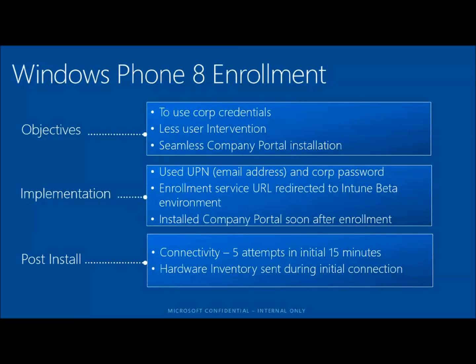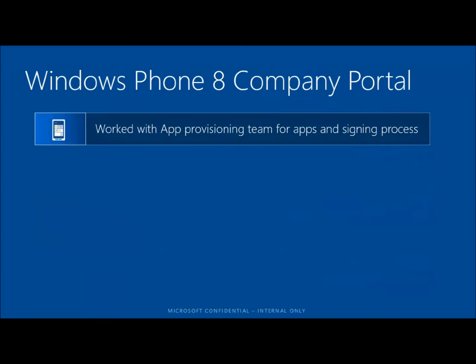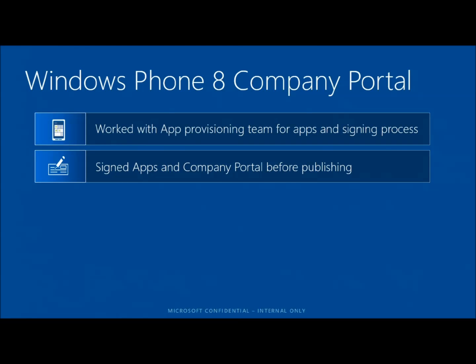Okay. So let's see what we did for Windows Phone 8 company portal specifically. Before we kick-started the project, we worked with the Windows 8 app team extensively. We had a series of conversations to find out what all the apps they want to publish. And we also defined the signing process, which team to sign and how to get those published. Once we formalized this process, we got all apps signed, including the company portal, before we published into the config manager.